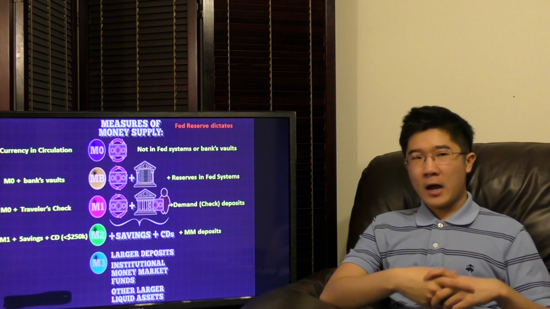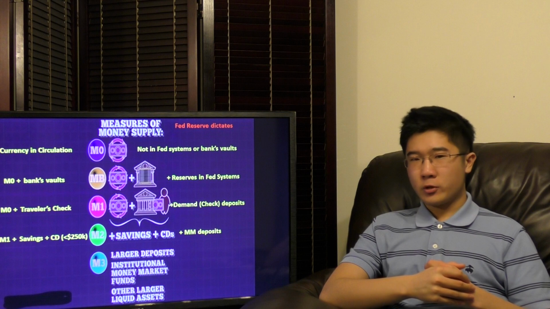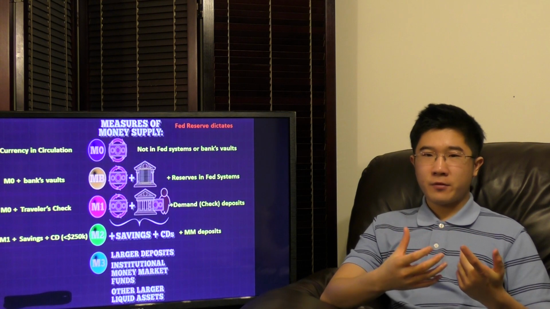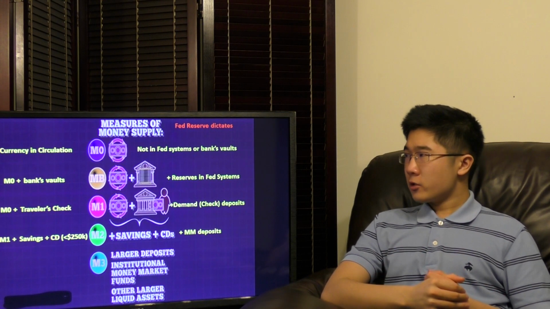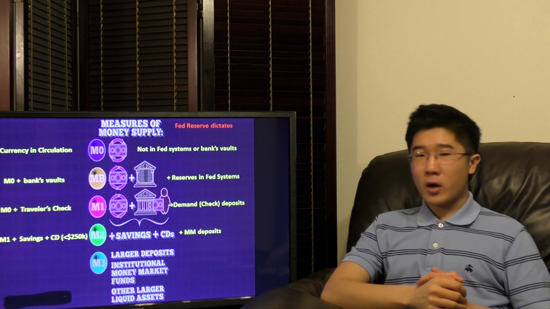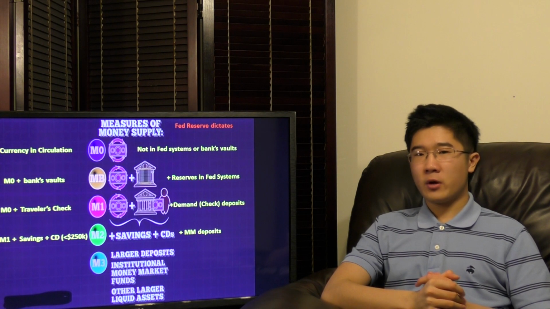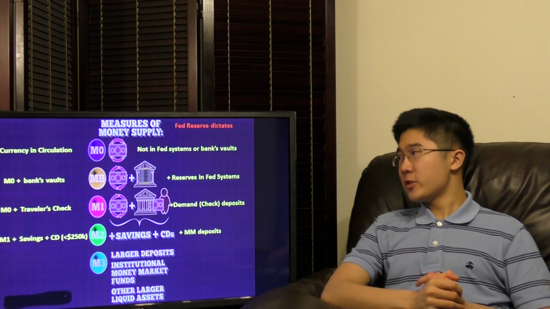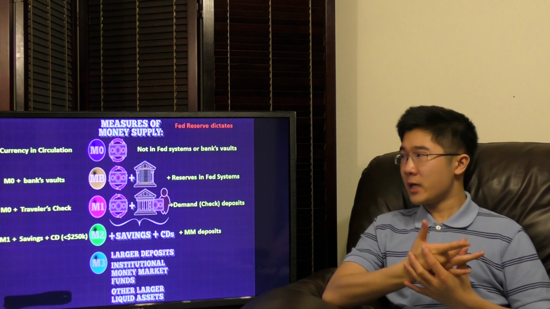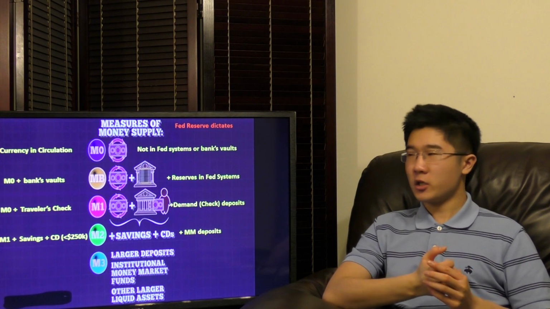As they go up from M0 to M3, they get more broad in their definition of money. M0 is the strictest definition. It's only currency directly in circulation, meaning privately held by a household or privately spent throughout the economy in transactions. This means it does not include money held within the Fed systems or within bank vaults, because this is not directly in private circulation.